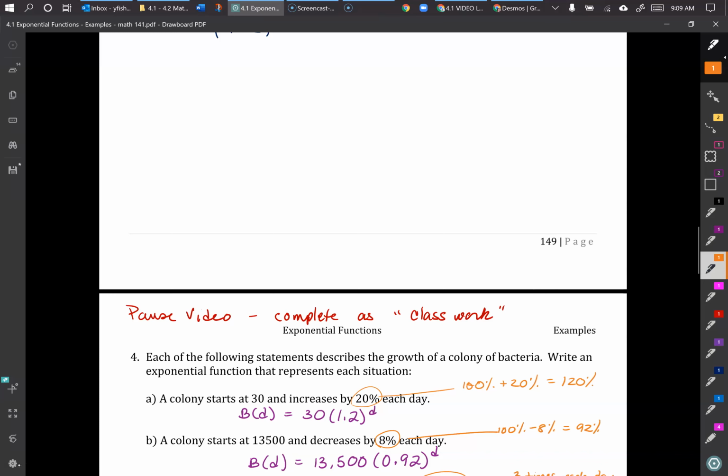But here's the first two. B of D equals 30 times 1.2^D. Remember, we're adding the percent each time, right? To our 100% to make our base be 1.2 as a decimal. Here we're decreasing, so be aware of that. It's 100% minus 8% is the 0.92. You wouldn't want to put 0.08 in there. So see if we can continue on with that.